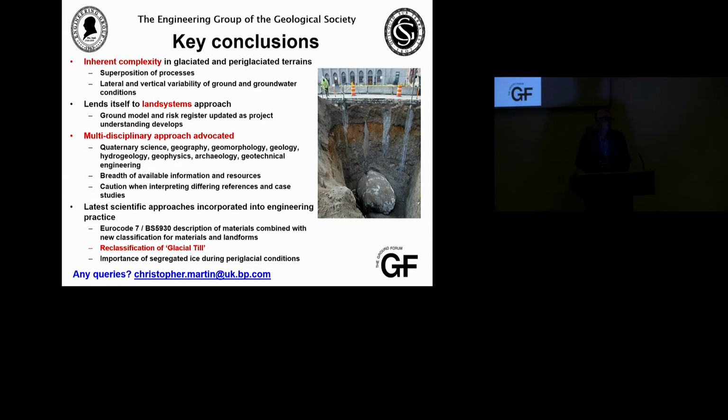So the key conclusions really are that we've got inherent complexity. The quaternary environment is extremely variable. We need to understand its climatic history. We need to understand the deposits that are left behind and how those deposits have continually been modified by reworking, modified by ice. And that's really the essence of what we were trying to put across in this book.